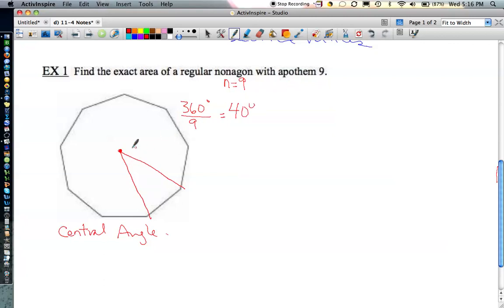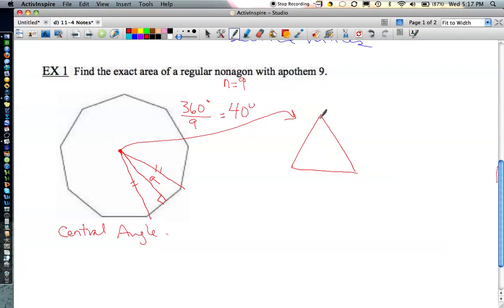The apothem, which is the perpendicular distance from the center to the side opposite, is 9. Now, we know that this is an isosceles triangle. If the measure of this whole angle is 40, half of this angle must be 20. So I believe you have a sketch of this. I'm going to take one of these triangles here. You already have this drawing, and I'm going to lay it out. By the way, how many triangles are there in this situation? There are 9 of them.